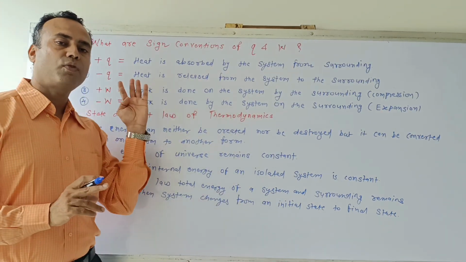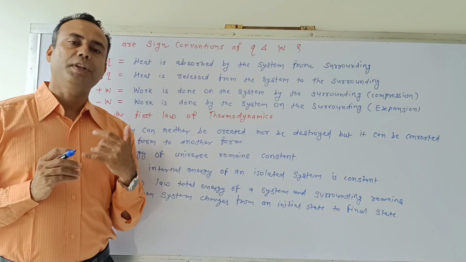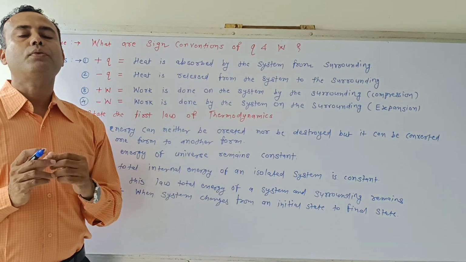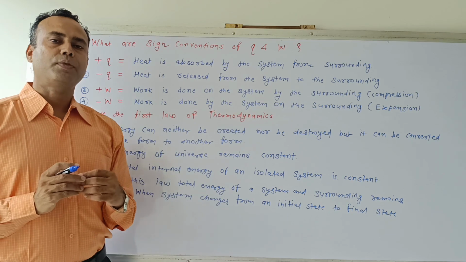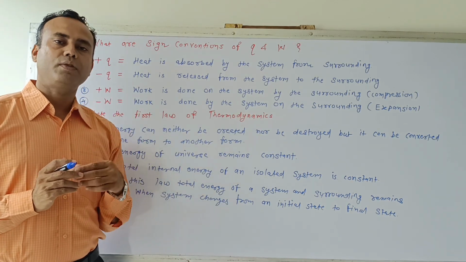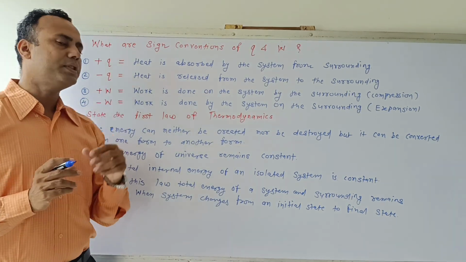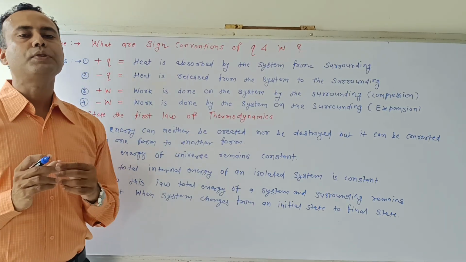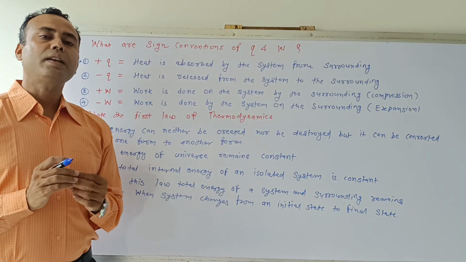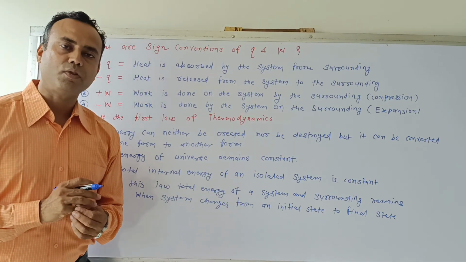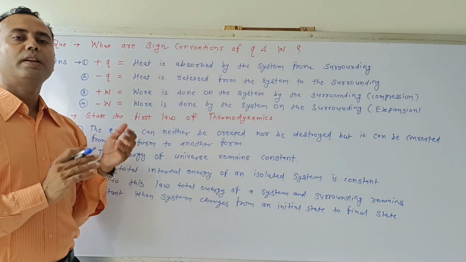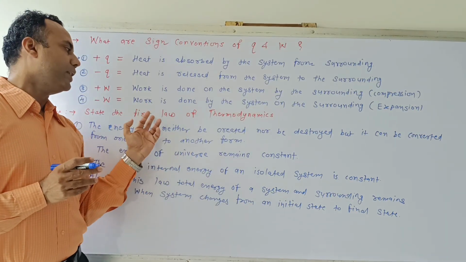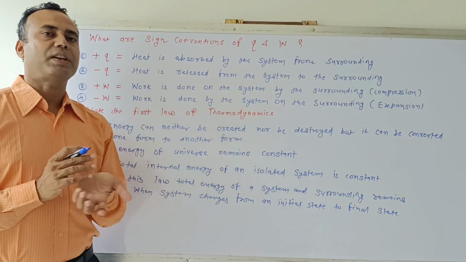So there are four: positive W, negative W, positive Q, negative Q. Positive Q means heat is absorbed by the system from the surrounding. Second, Q is negative, heat is released from the system to the surrounding. W is positive means the work is done on the system by the surrounding, that is the compression. W is negative means work is done by the system on the surrounding. So that is the expansion.